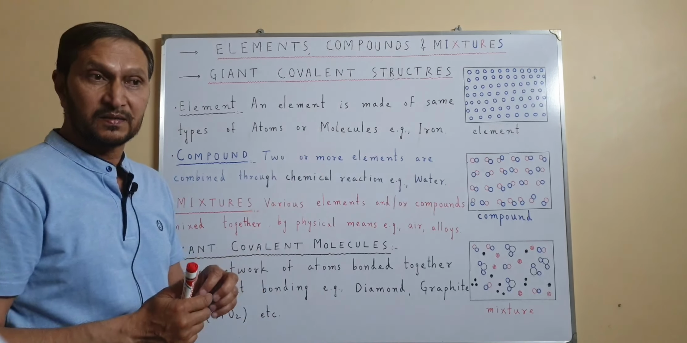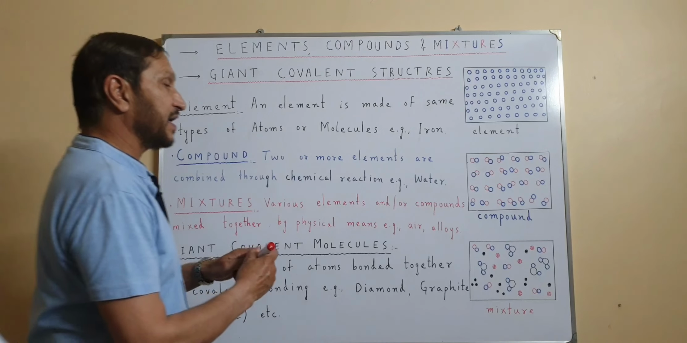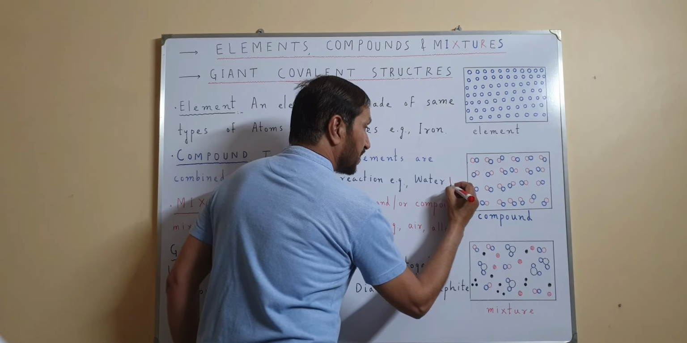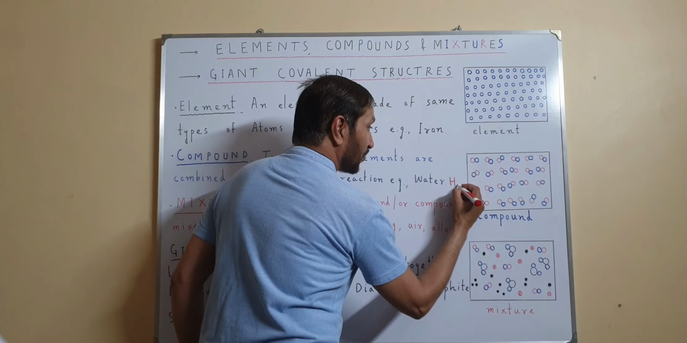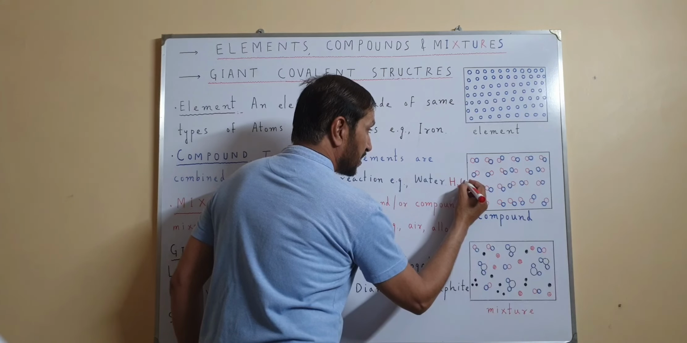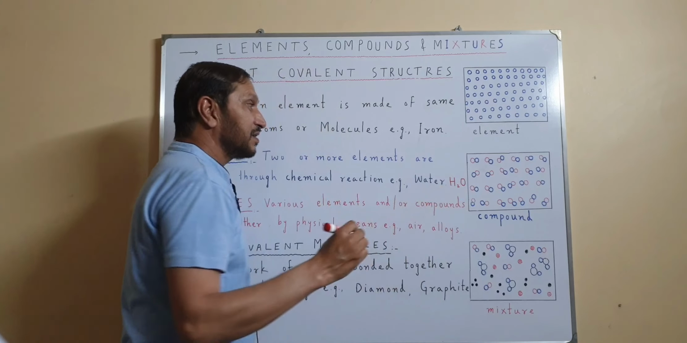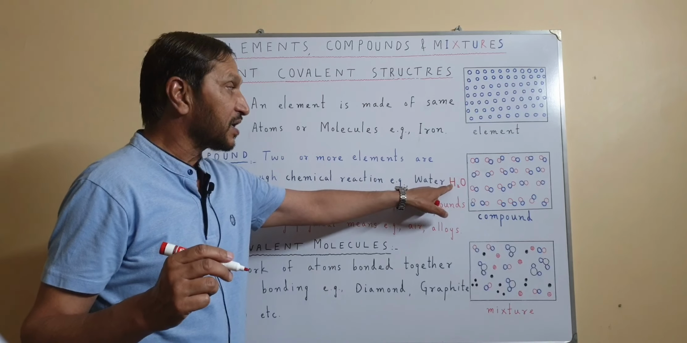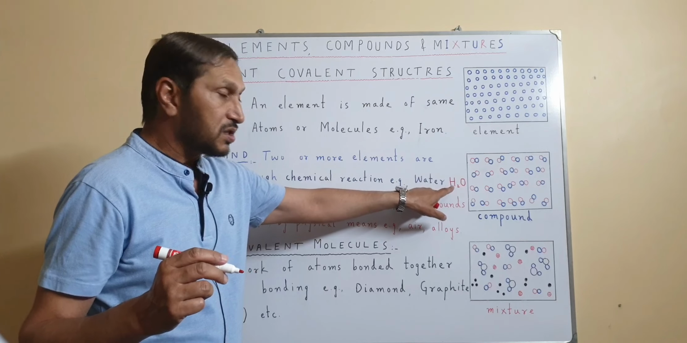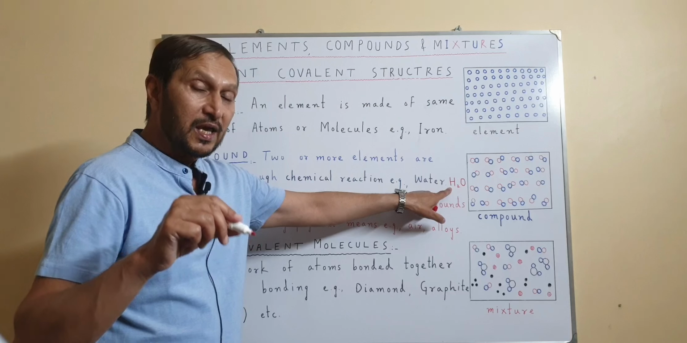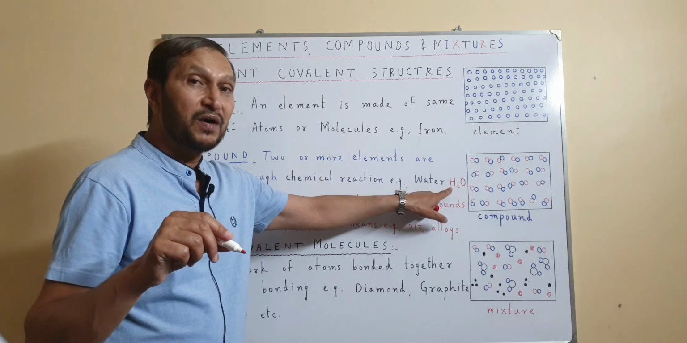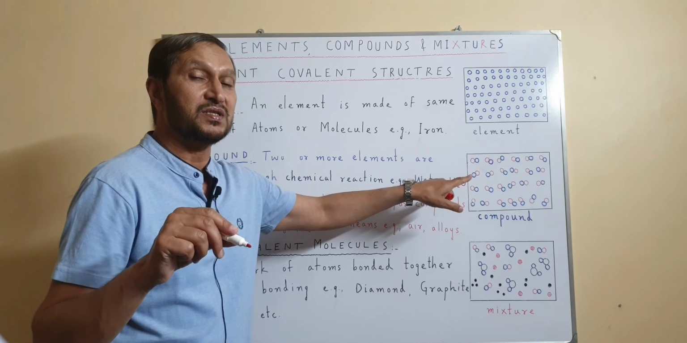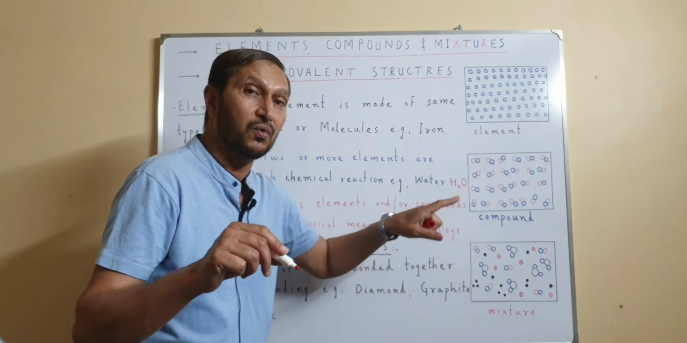For instance, if I give the example of water, as we all know, the formula of water is H2O. This formula is showing that water is a compound and it is made up of two types of elements, hydrogen and oxygen, and these two elements are combined through a chemical reaction in water by a ratio of 2:1, two atoms of hydrogen and one atom of oxygen. So this is the definition of compound.